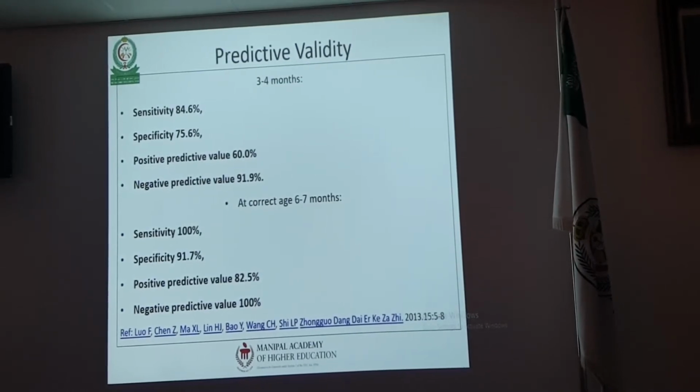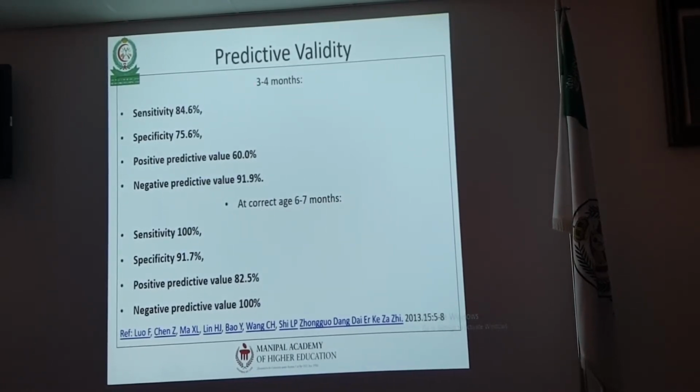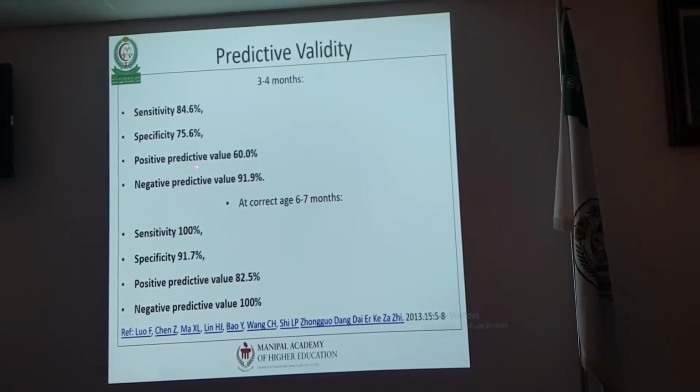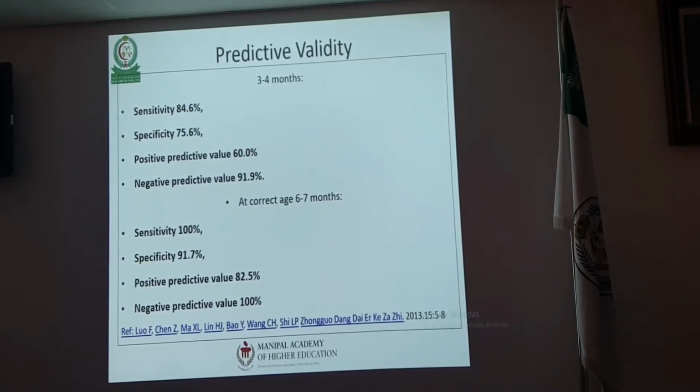Okay. Now, with respect to age, what is the predictive validity? With respect to 3 to 4 months baby, sensitivity of this scale is 84.6, specificity is 75.6, positive predictive value is 60%, negative predictive value is 91%. That means at 3 to 4 months the scale can predict positively that 60% probability is there that your child will have a problem. Okay? Good question.